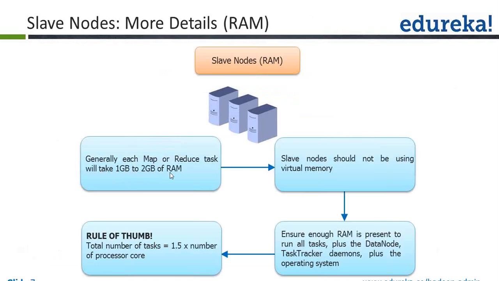It will take about 1 GB or 2 GB of RAM, and the slave should not be using virtual memory. So ensure enough RAM is present to run the tasks plus the data node and task tracker daemons plus the OS. On your data node you'll have an operating system that requires some RAM, then a data node daemon that requires RAM, then a task tracker daemon that requires RAM. And the rule of thumb is that the total number of tasks, either map or reduce, is 1.5 times the number of processor cores.